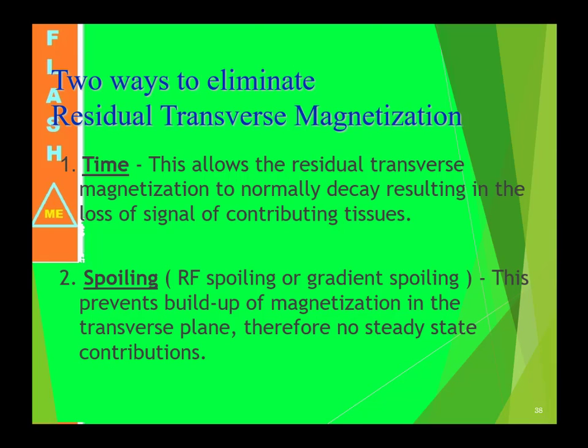Two ways to eliminate residual transverse magnetization. One, time: this allows the residual transverse magnetization to normally decay, resulting in the loss of signal of contributing tissues. Two, spoiling, RF spoiling or gradient spoiling. This prevents build-up of magnetization in the transverse plane, therefore no steady-state contributions.